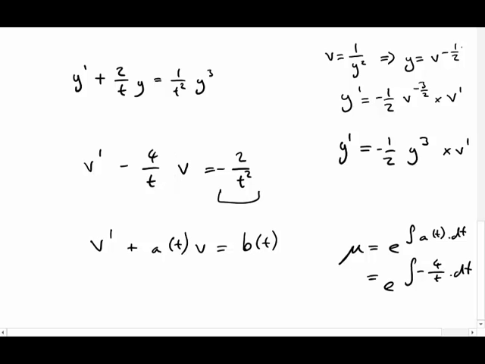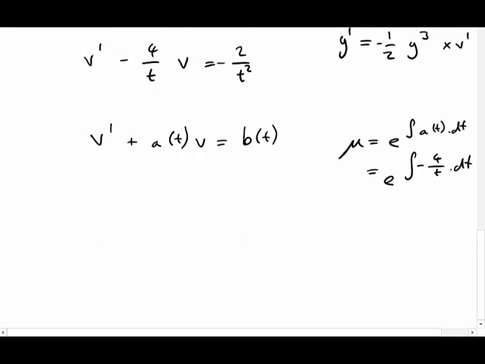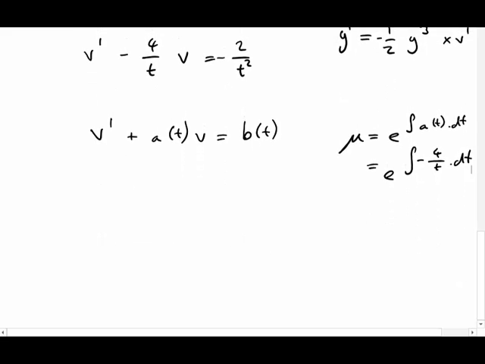So can we work this out in your head? Have a think about it and see what happens. It's dead straightforward. It's basically e to the integral of this thing. If I take a minus 4 out the front, that just becomes the integral of 1 over t with respect to t. Hopefully you all know that is just the natural logarithm of t. 1 over t is just the derivative of the function over the function.